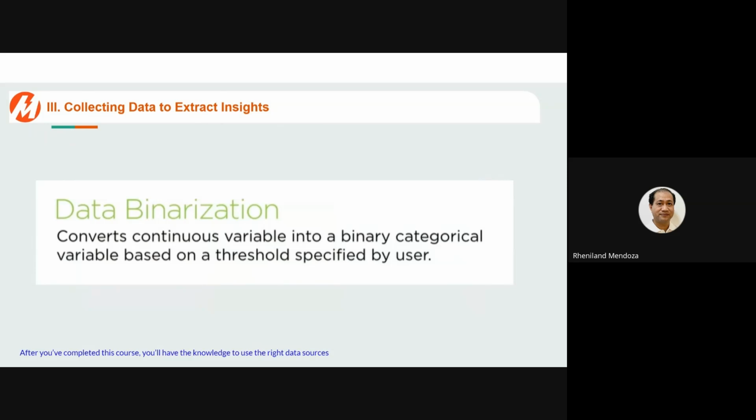So, data binarization is a specific binning technique. This converts a continuous variable, which can take on any numeric value within the range, into a binary categorical variable. Categorical data refers to data which has discrete values. Binary categorical data can have any of two values, actually. And continuous data can be binarized based on a threshold, which is specified by us, the user.